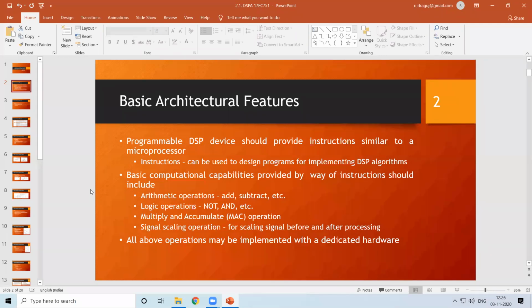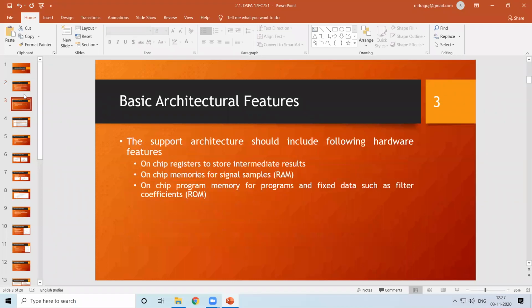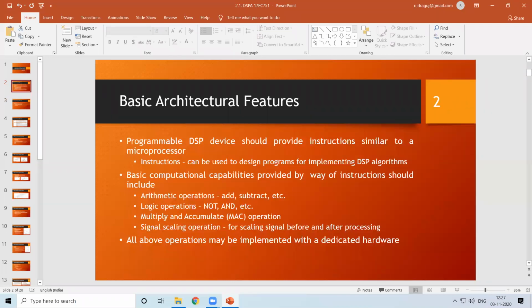Suppose you want to shift n bits, it will take n cycles to shift that number. But in DSP, if you have a barrel shifter, n number of bits can be shifted within one machine cycle, but the delay depends on the longest path which is present. That we will be seeing in the coming slides. So this is arithmetic logic, multiply and accumulate, signal scaling. These are the computational blocks which are required.